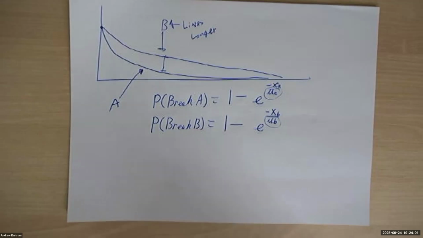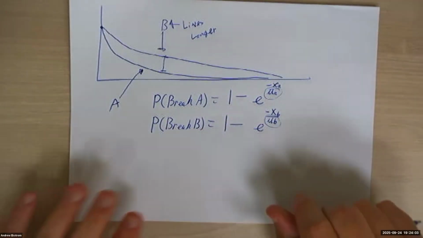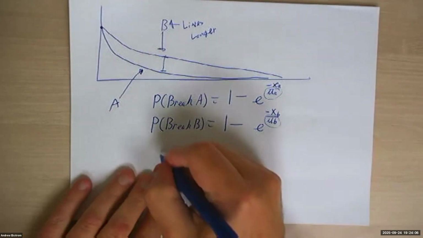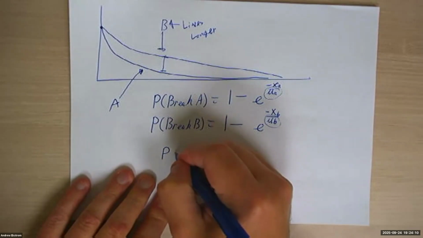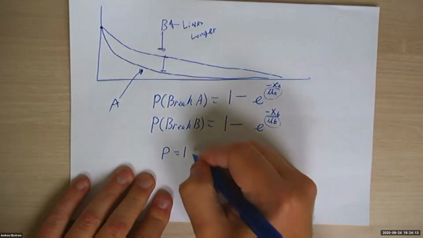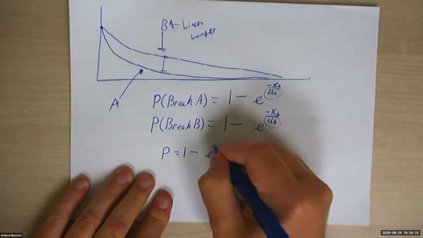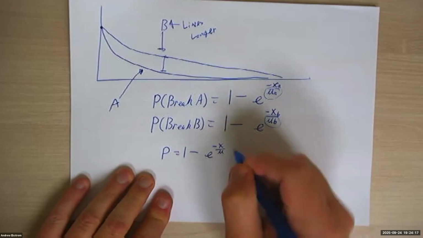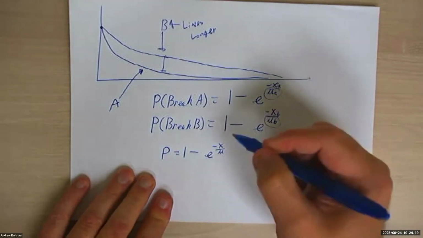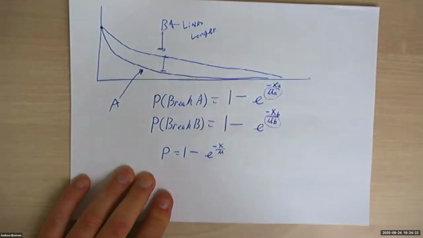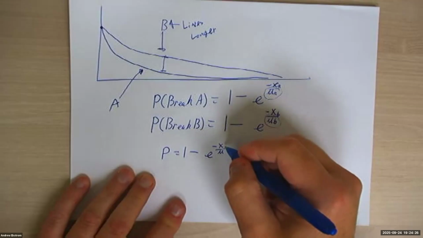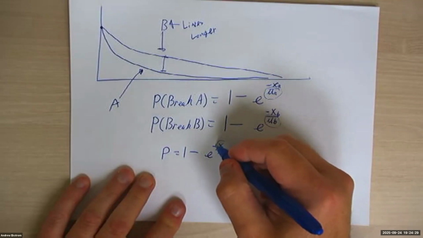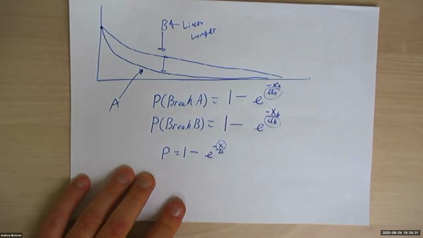There is one more thing that we need to look at here. So I'm just going to write this as the probability of an event occurring: 1 minus e to the negative x over mu. So I believe one of the calculations you need to do is try to figure out what these values of x really are.